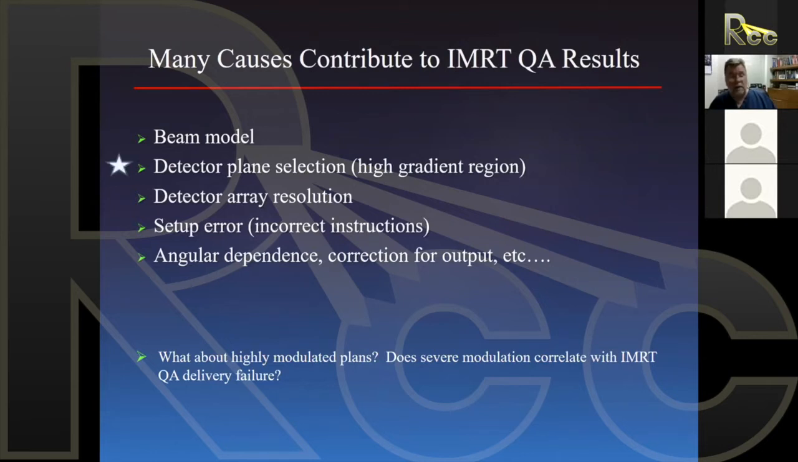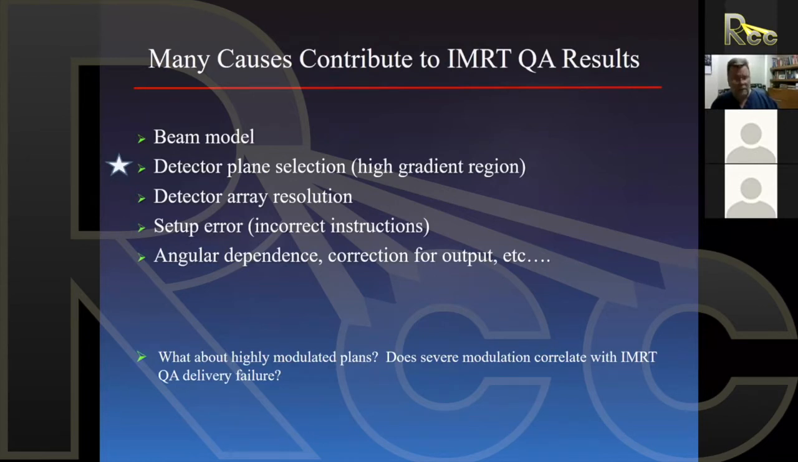I'm going to leave the beam model for now because I believe you're going to get this elsewhere, and we're going to make the assumption that we've made it through this point. We have a nice beam model for our area that we're going to generate plans and delivery. Outside of this, when we start looking at things that we did not commission our planning system to do, as we become more and more advanced, there are times when we may wish to revisit this. Detector plane selection is very important.